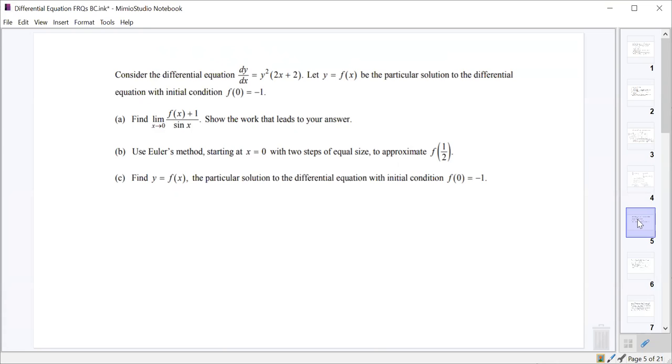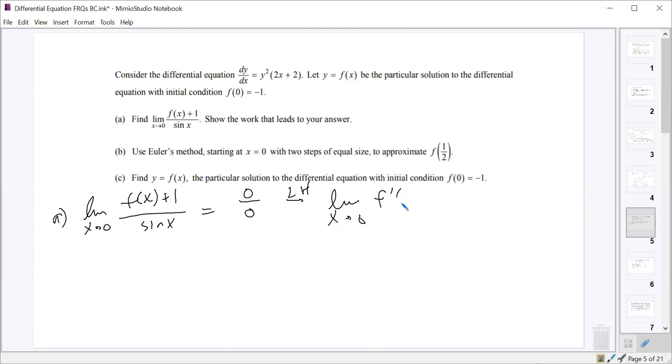So first part, find the limit as x approaches 0 of f of x plus 1 over sine x. So if I plug in 0 to this, that's going to become f of 0. And f of 0 is -1. So we got -1 plus 1, which is 0, over sine of 0, which is 0. So using L'Hopital's rule, we'll make this the limit as x approaches 0 of f prime of x over cosine of x.